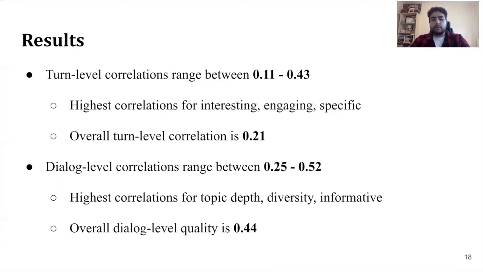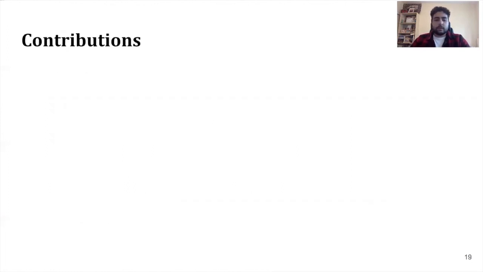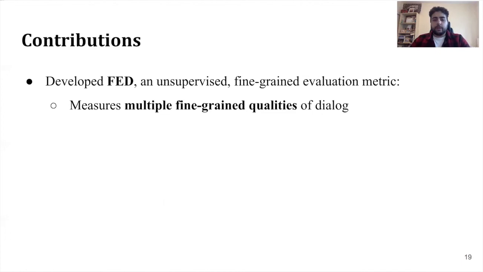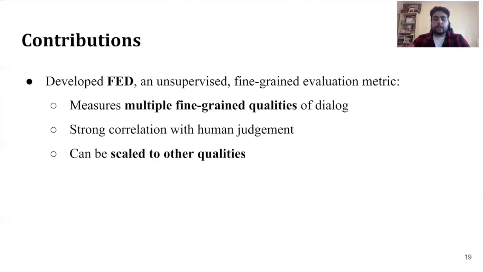While there's still a lot of room for improvement here, I think these results are still fairly impressive because they were done without training data and without any fine-tuning on in-domain conversations. Really what this shows is that DialoGPT has in fact implicitly captured some notion of quality, and that by using the strategy with the follow-up utterances, we are able to extract some of this idea of dialogue quality. To summarize the contributions of this paper, we developed FED, an unsupervised fine-grained evaluation metric that measures multiple fine-grained qualities of dialogue, exhibits strong correlation with human judgments, and because it relies on no training data and only requires follow-up utterances, it can easily be scaled up to other dialogue qualities.